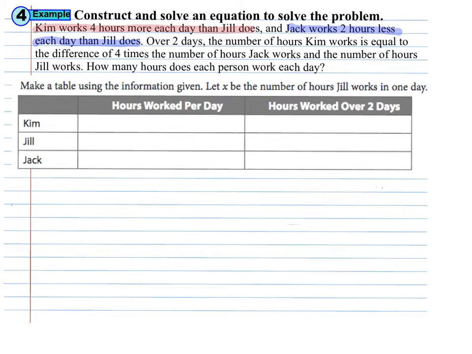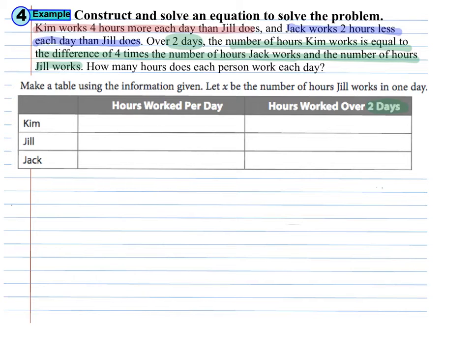Then they state it over 2 days. So this is where this over 2 days in the chart comes in. The number of hours Kim worked is equal to the difference of 4 times the number of hours Jack worked and the number of hours Jill worked. That green equation is a lot like what we did yesterday, where we were going Mari plus Carlos plus Amanda equals the number of stamps they have. But this one's a little bit more complicated.